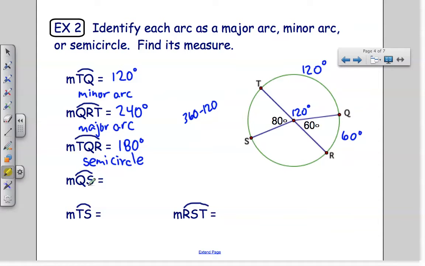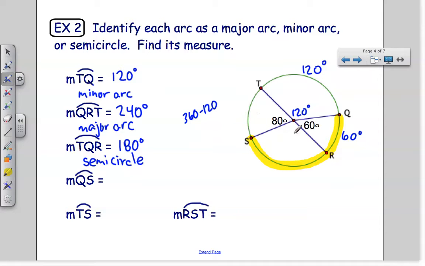Next one, measure of arc QS. Q to S, and 2 letters, so I have to go the way that would be less than half of the circle. This would be more, so I'm going this way around. Well, I know that this portion was 60 because the central angle was 60, so that arc is 60. I need to know what this portion is here.